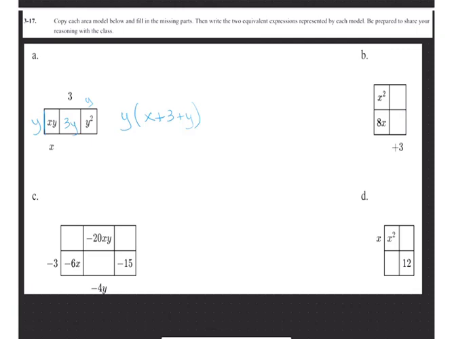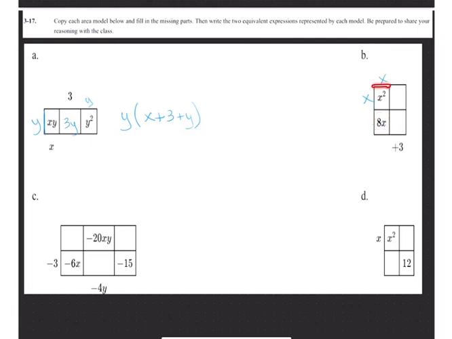Let's jump over here to b. Okay, so on b, again, they gave us some parts to it, and we just need to fill in all of the rest and figure out what's going on. So I'm going to start up here in the top left with my x squared. So I know length times width. How am I going to get x squared? X times x.